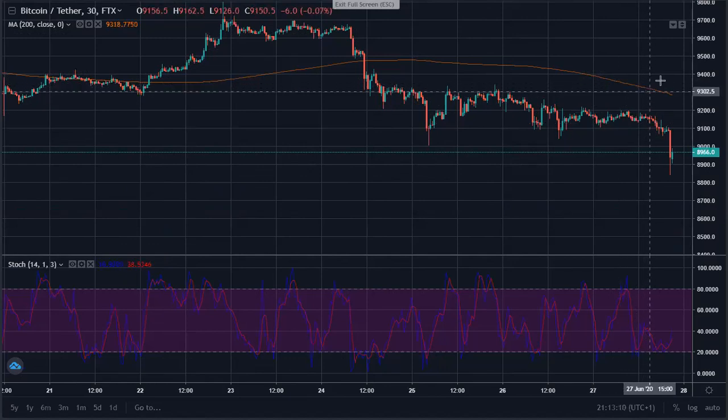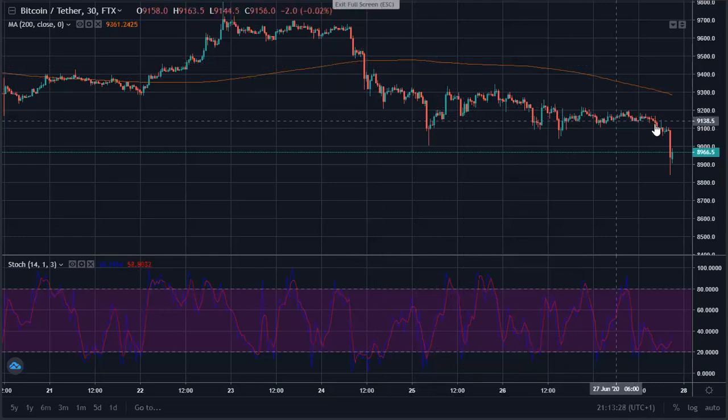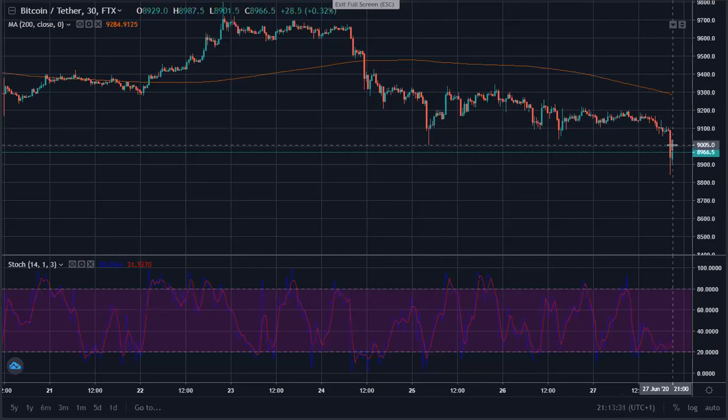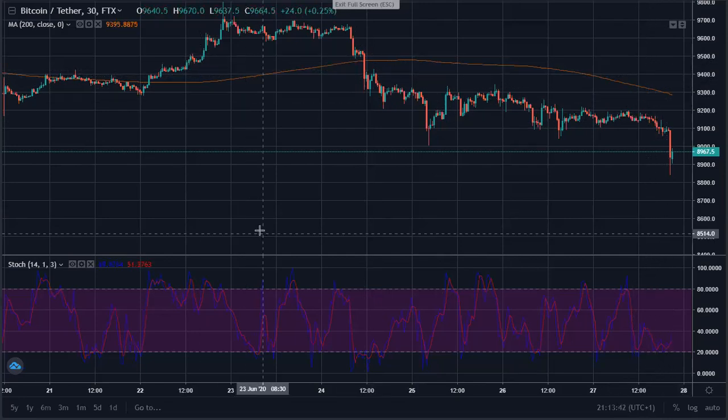Just look at what is actually playing out here. At this point, when we saw this sharp drop on the 24th of June, that was when the price went below the 200 moving average, and all this while price has actually been bearish. So we can actually talk about a bullish market again when the price eventually goes above the 200 moving average.